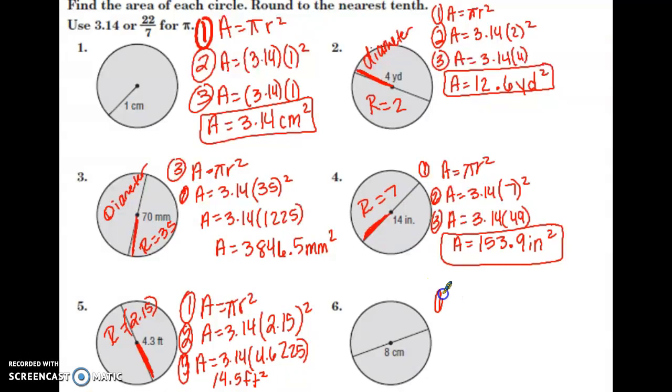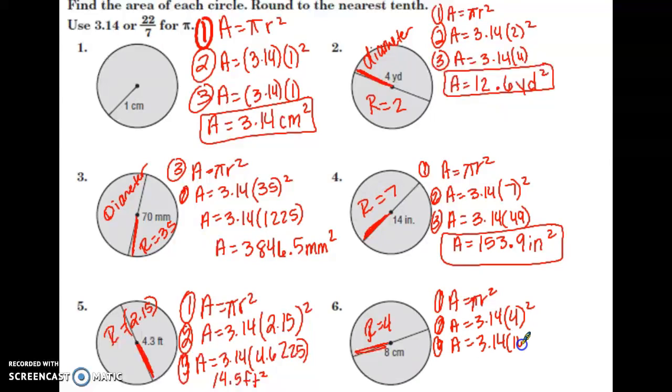Number 6, area equals pi r squared. Area equals 3.14 times the radius. This gives us our diameter, so we want half of that. The radius is 4. 4 squared is 16. And 3.14 times 16 is 50.24, so that stays at 50.2 centimeters squared.